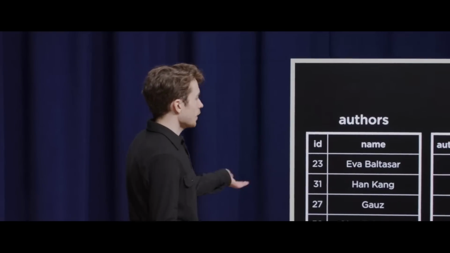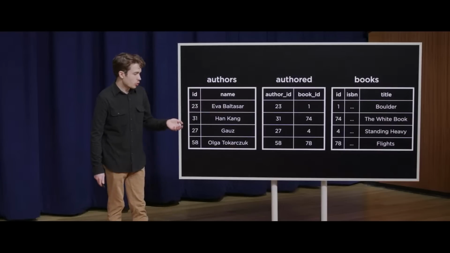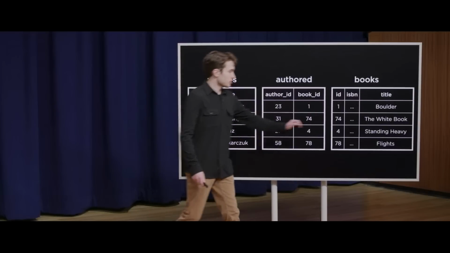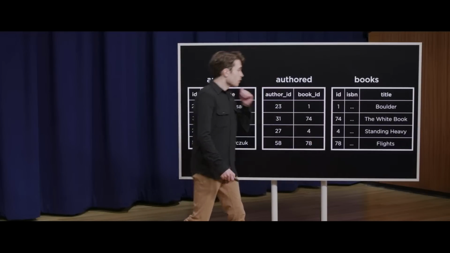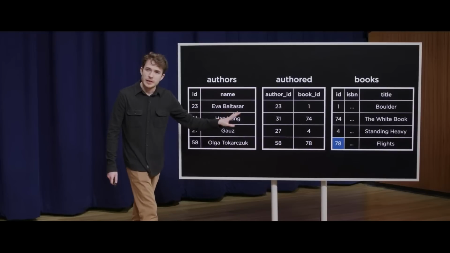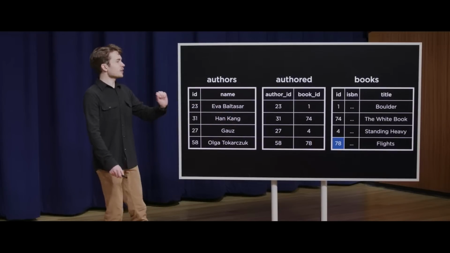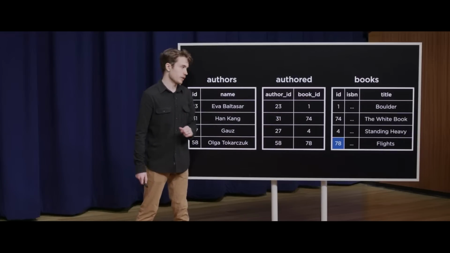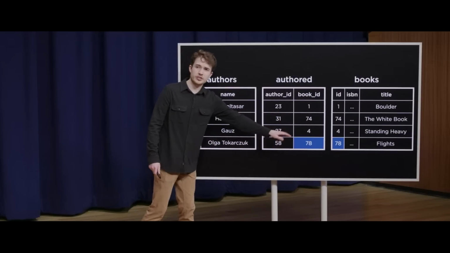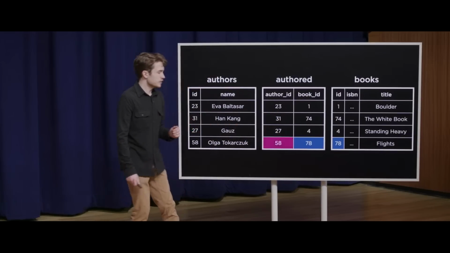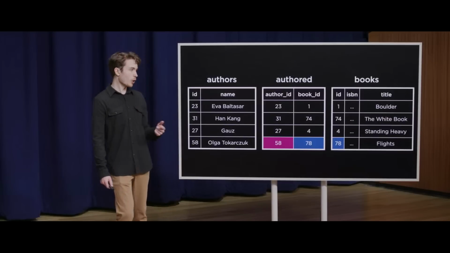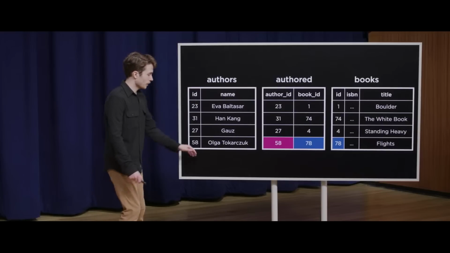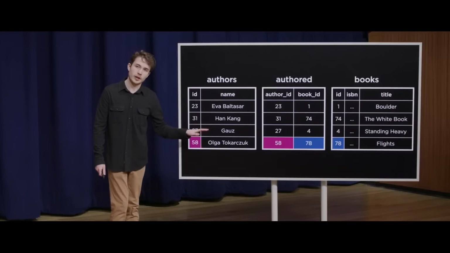So let's go back to our tables, and I want to know who wrote Flights. Well, a good place to start, to your point, is to say, let's start at Flights and find the ID. Well, the ID of this seems to be 78. OK. Let me then look in our authored table, and let me try to find the author ID that corresponds with 78. Well, I find 78 here. What's next to it? Well, 58. OK, so the author ID who wrote Flights is 58. Well, who is 58? I'll look in the authors table, and I'll see this is none other than Olga.